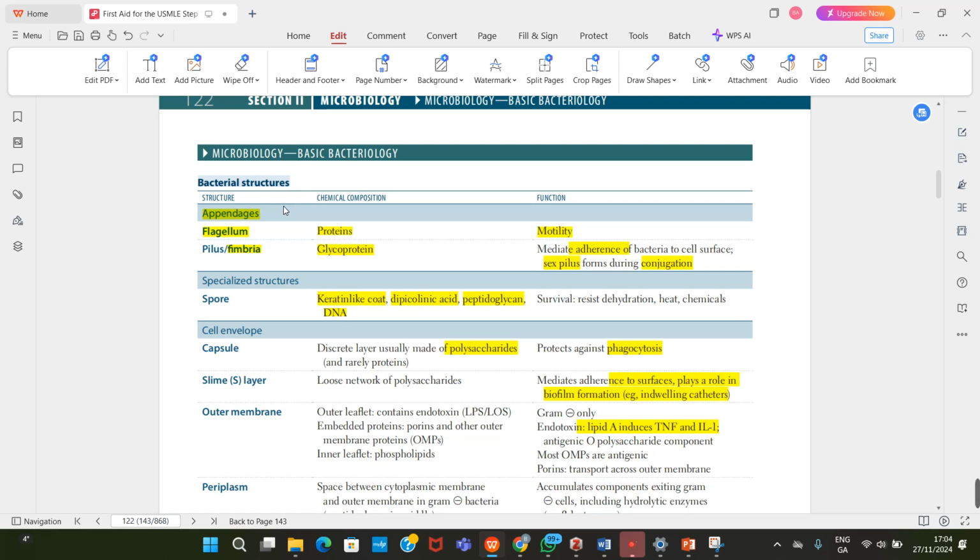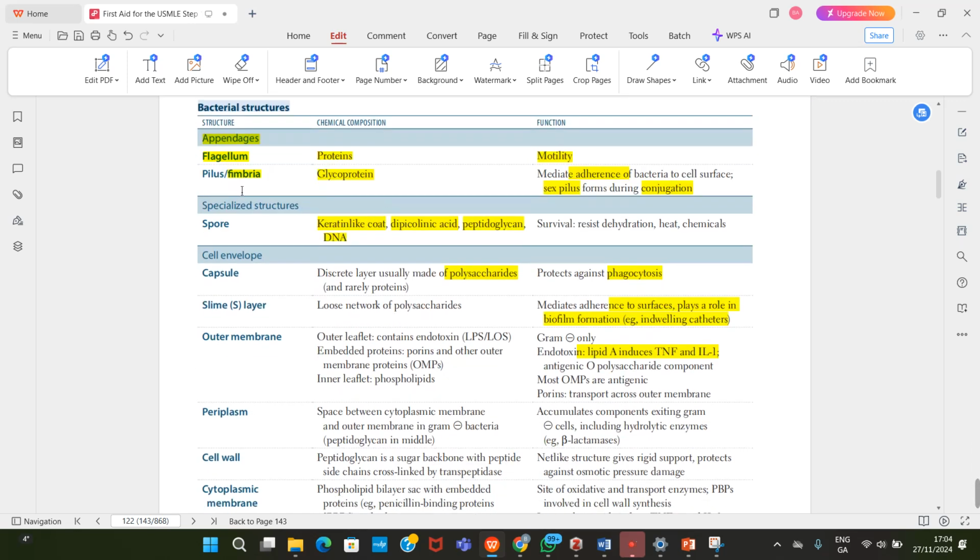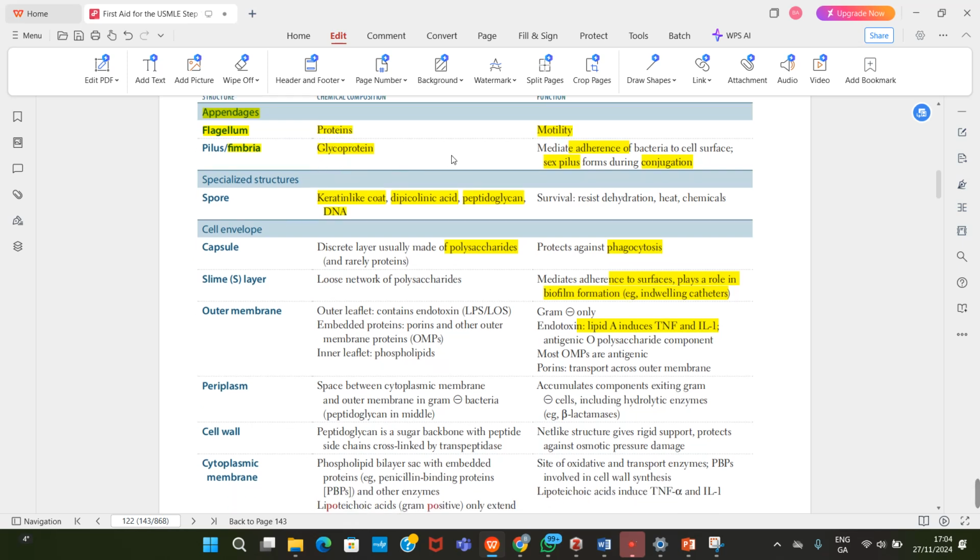that flagellum. What is common to all these three structures is that they are made up of proteins. That means all the structures are antigenic. They can provoke an immune response. The fimbriae and the pilus have a carbohydrate moiety attached to the protein, so they are made up of glycoprotein, while the flagellum is strictly protein. So don't forget their functions, very, very important.